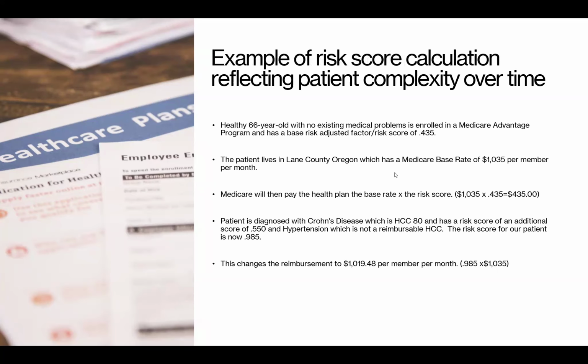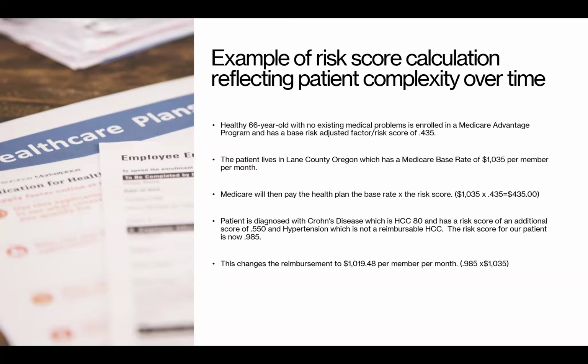So let's take a look at one. We have a healthy 66-year-old with no existing medical problems. He enrolls in a Medicare Advantage program and has a base risk-adjusted factor risk score of 0.435. The patient lives in Lane County of Oregon and has a Medicare base rate of $1,035 per member per month. Medicare will then pay the health plan the base rate times the risk score. So in this case, $1,035 times 0.435 is going to be $435 per member per month.